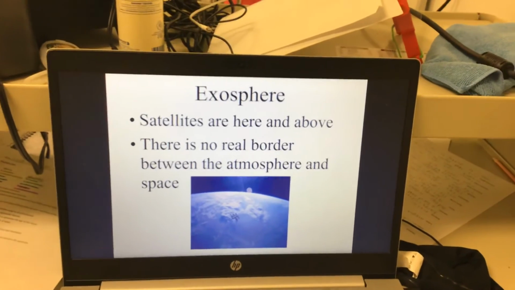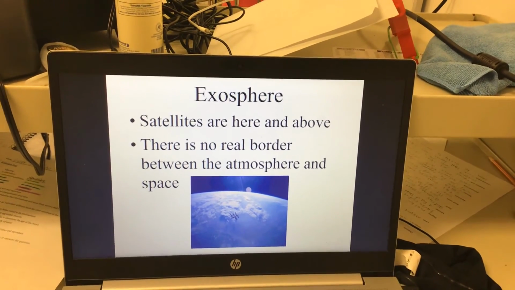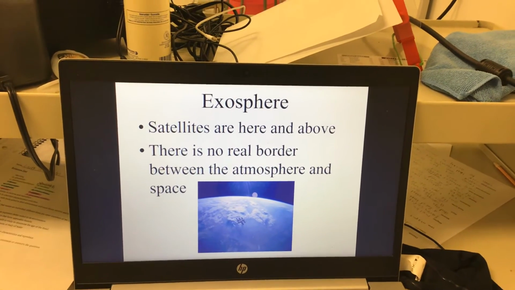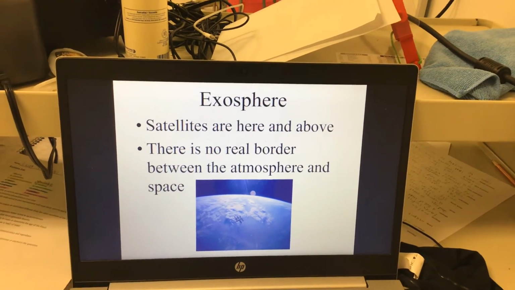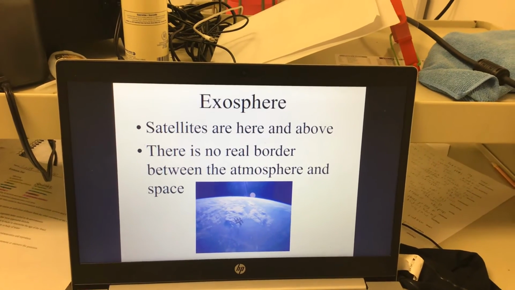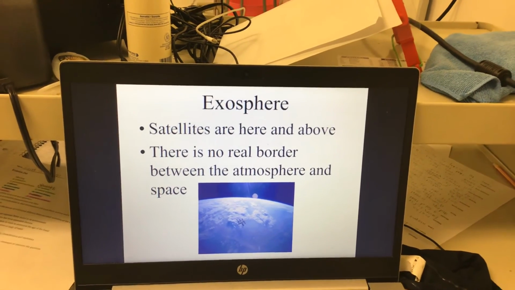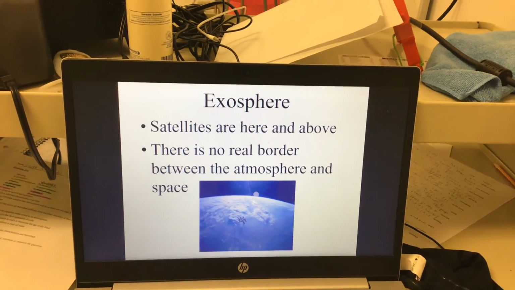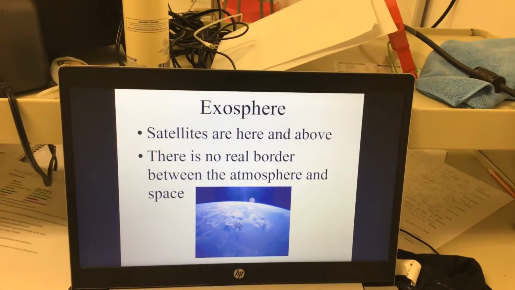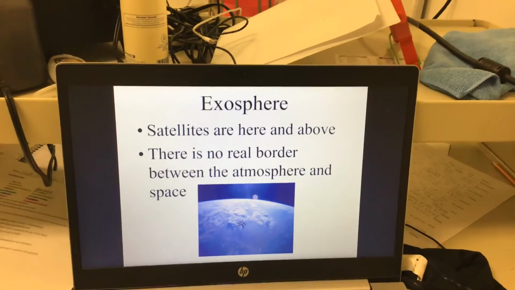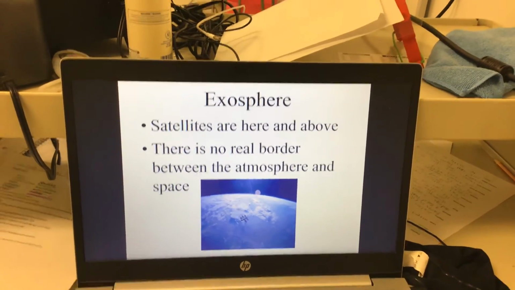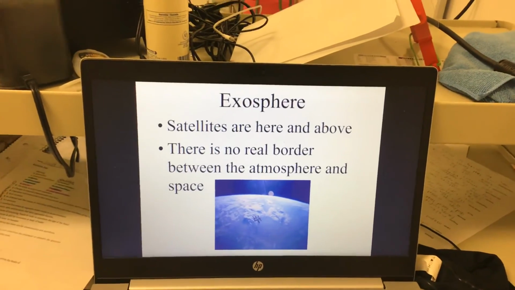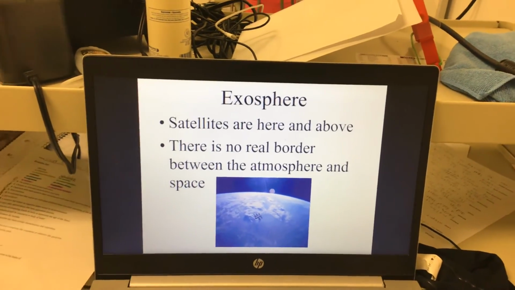The final one, exosphere. Go ahead and write this in both bullets. I think of exosphere as you're exiting the atmosphere, your exosphere. Satellites are here and above, and there's no real border between the atmosphere and space. So all our satellites are here. The reason you have DirecTV, okay, is because there's a satellite in the exosphere orbiting Earth, sending signals around the world.